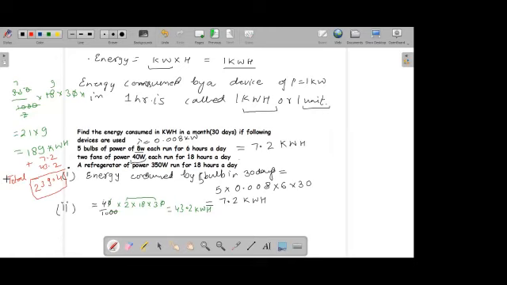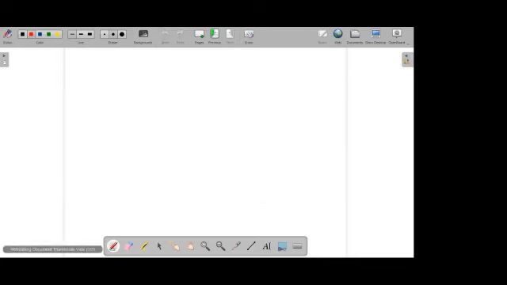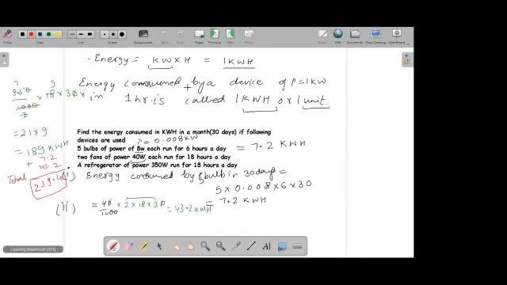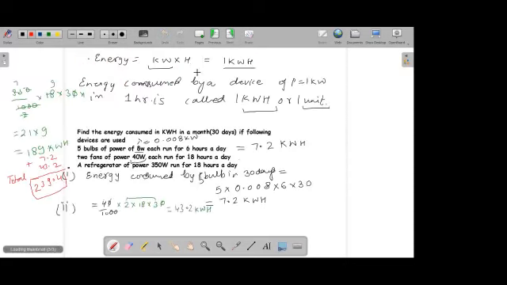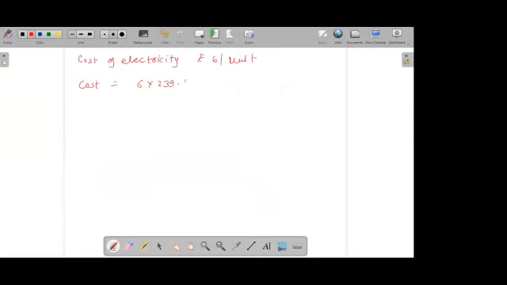Okay. And suppose in your area, electricity is charged at the rate of rupee 6 per kilowatt hour or rupee 6 per unit. So we can also compute the cost. So cost of this energy will be 6 multiply 239.4. Okay. So I think almost everyone has understood.